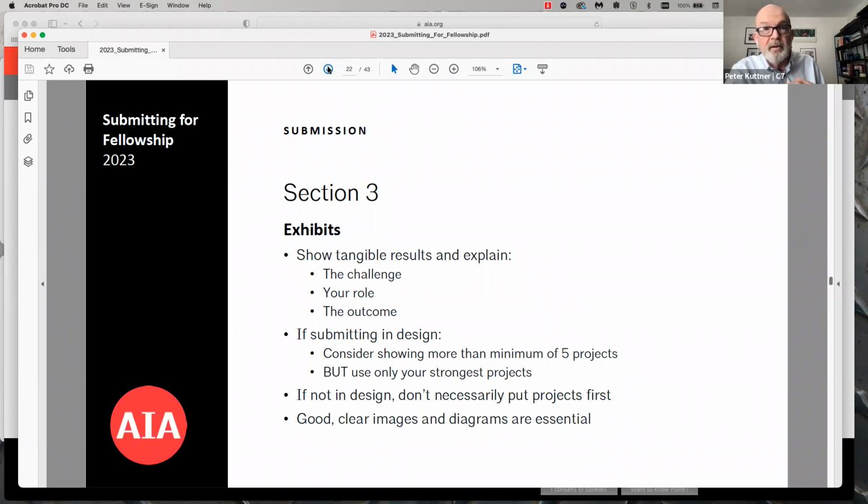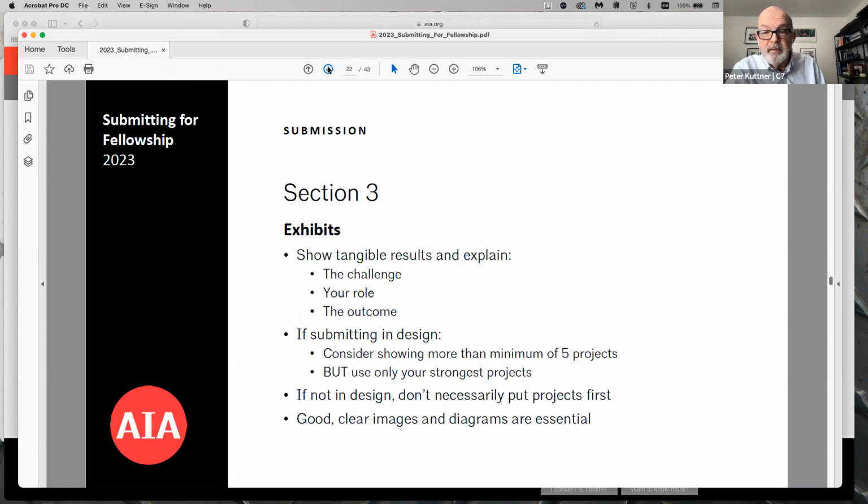If you're in any of the categories, people still want to be seen as architects or involved in the built environment. So you still put some projects. You don't have to put them first. In fact, you don't necessarily put them first. So if you're not in design, if you're teaching, you might put some student work in. You would explain what this class assignment was and put things like that in.